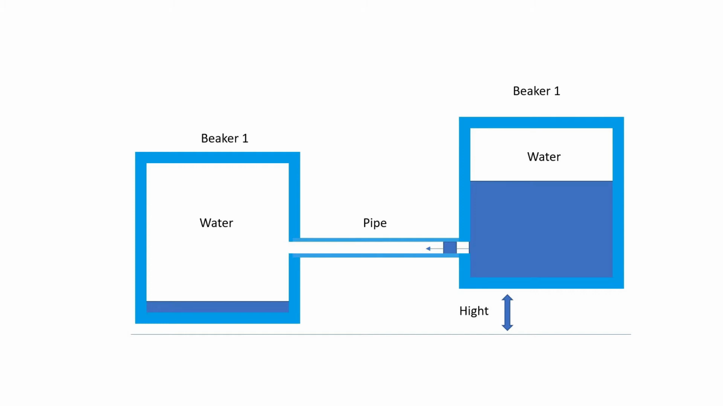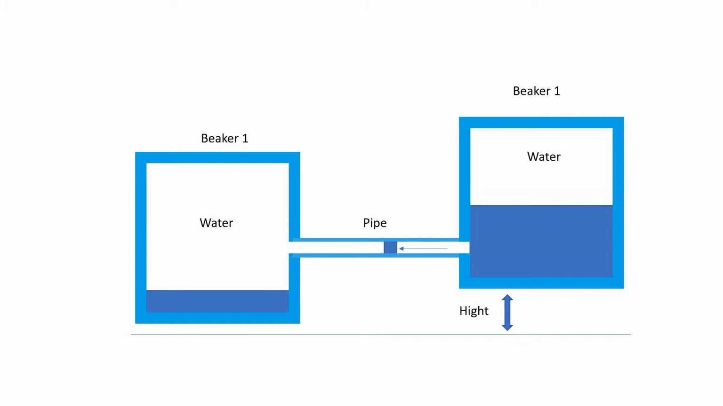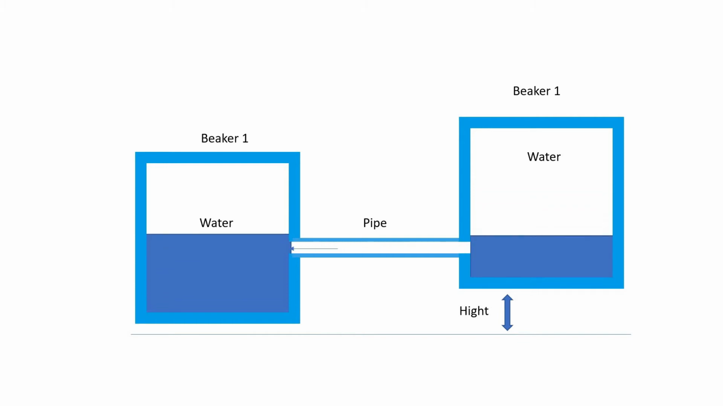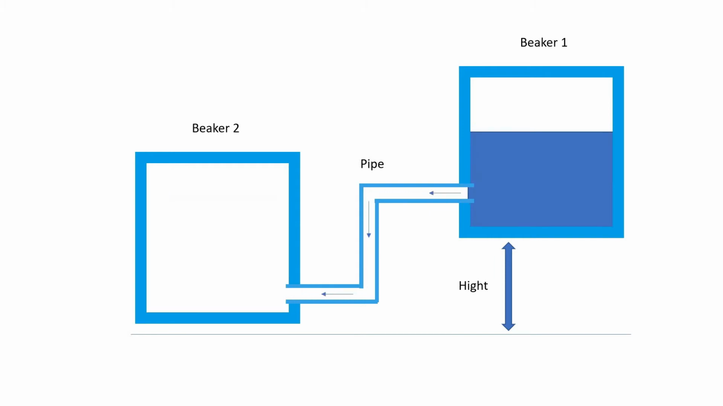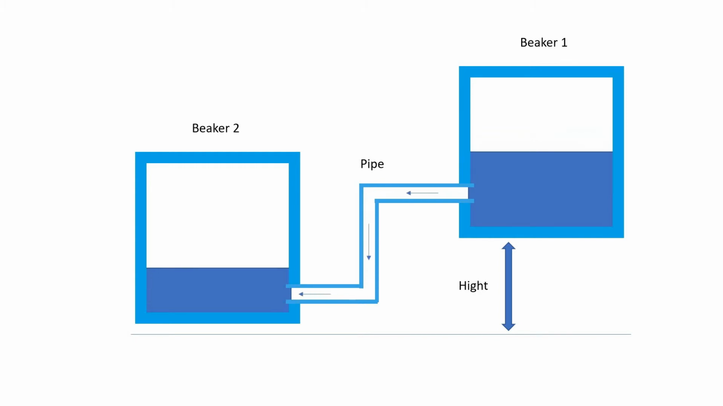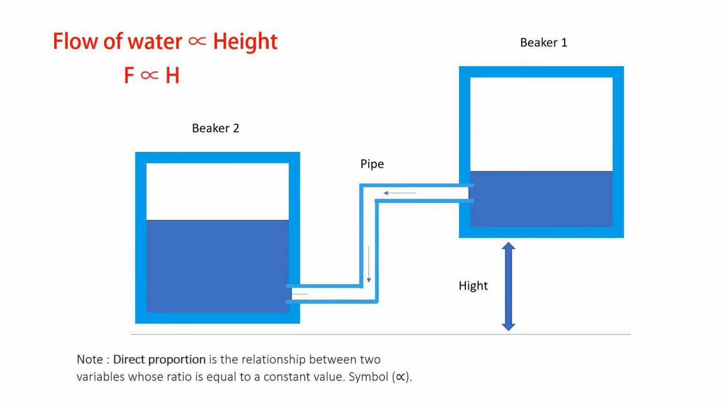Here you can see two beakers connected to each other with a pipe, and one beaker is placed at the top and another one at the bottom. Now you can see the water flowing from top to bottom. Now I am going to increase the height of the beaker. What will happen now? The flow of water will be faster, right? So we can say that the flow of water is directly proportional to the height.